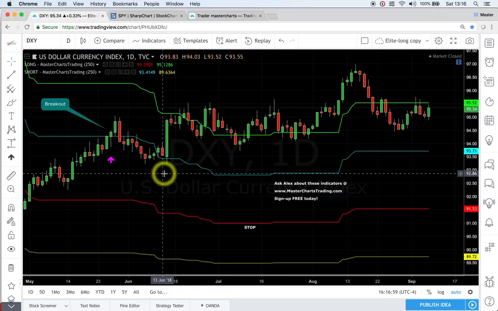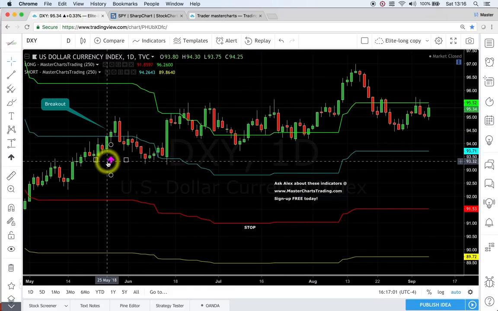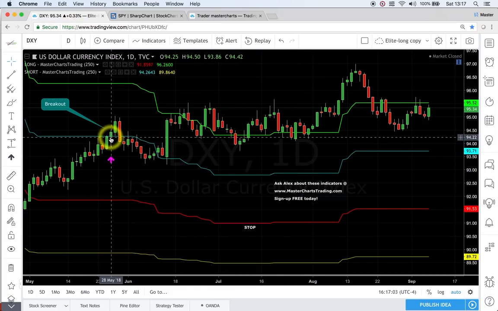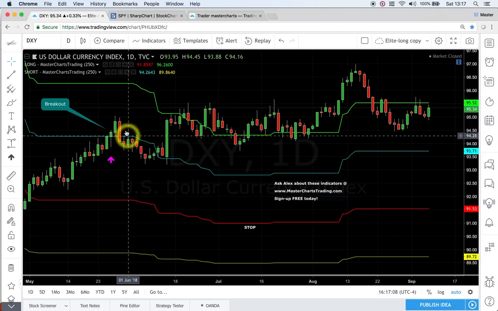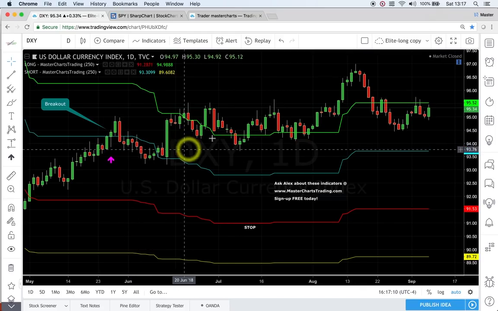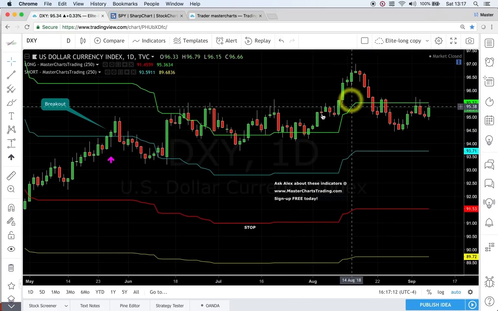Alright, let's continue to Forex. So here what I wanted to show again for the dollar index is the breakout that occurred on 28th of May 2018, and from here on we are only looking to enter on the long side or to buy.